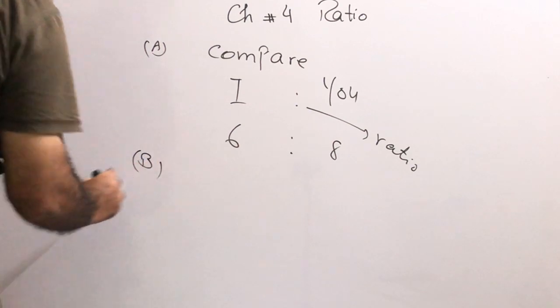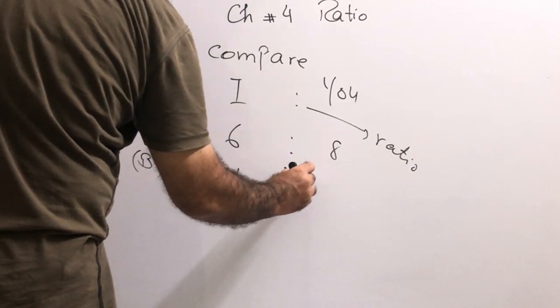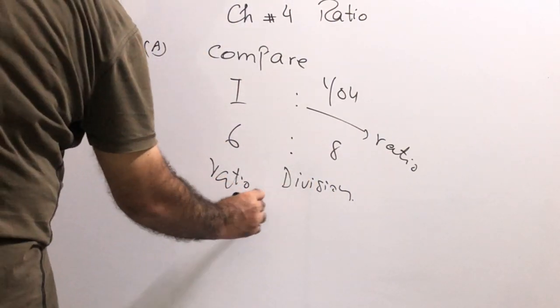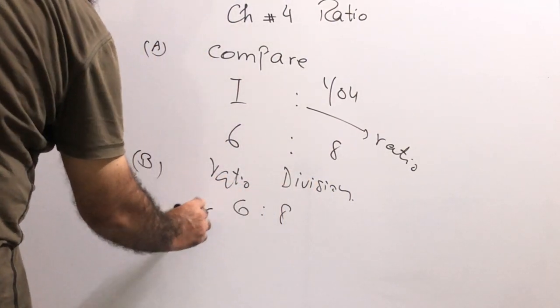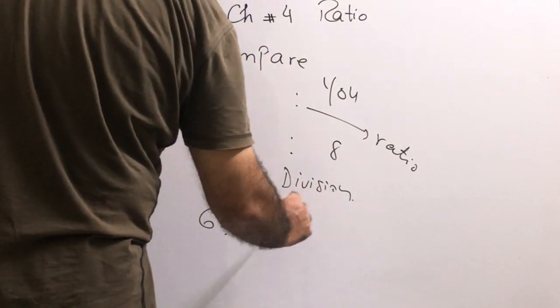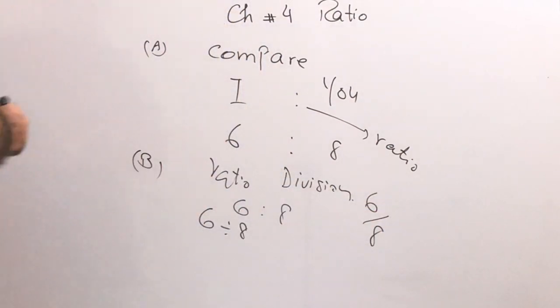Second thing is ratio is also division. If we say 6 ratio 8, it also means 6 divided by 8. We can write this 6 ratio 8 like this: 6 over 8, okay. So these are two meanings of ratio, okay.